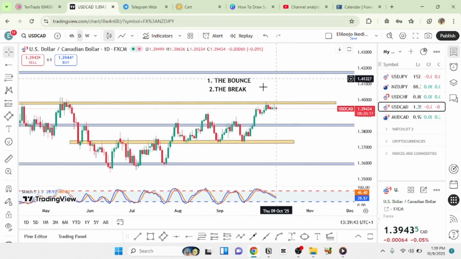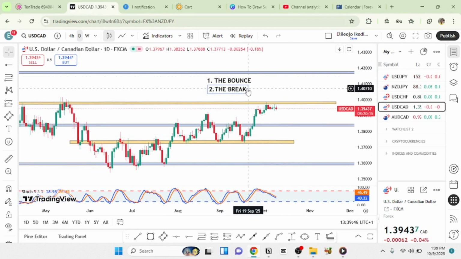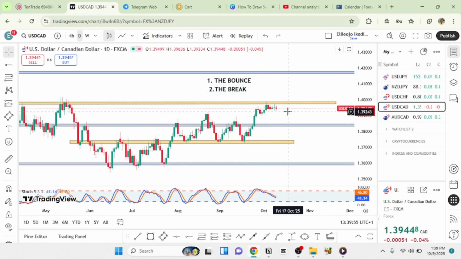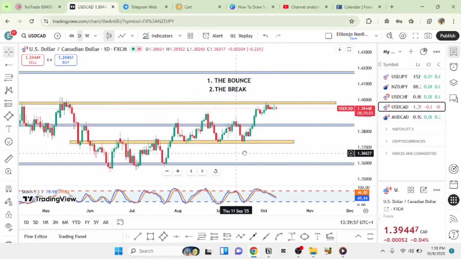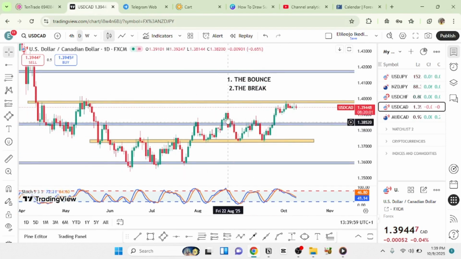Now with the break, the idea is that you're anticipating price to break out of a certain support or resistance zone. Case in point, right here. You see what happened right here, August 19, 2025. And you can see with this daily chart, price broke above this resistance zone. This right here is also called a breakout.